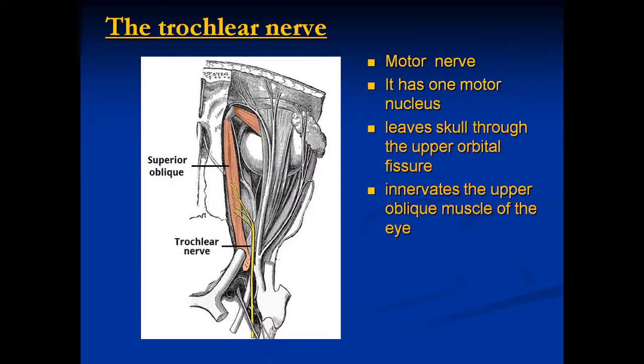Next pair, the fourth pair of the cranial nerves, trochlear nerve. It is motor nerve because it innervates the muscle. It has one motor nucleus which located at the level of the inferior colliculus of mesencephalon. This nerve leaves skull through the upper orbital fissure, and innervates only one muscle of our eye, the upper oblique or superior oblique muscle of the eye.